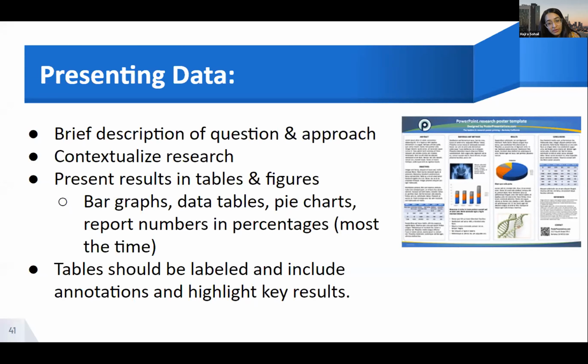You will present your results in tables, figures, any way that your audience can see your results clearly. Bar graphs, data tables, pie charts, any way to visualize your data. Most of the time, you would report numbers and percentages, but it could depend on your lab. Tables are going to be as detailed as possible, labeled, include annotations, and highlight key results. You want to make sure whoever's looking at your poster has as much information about what you did as possible.